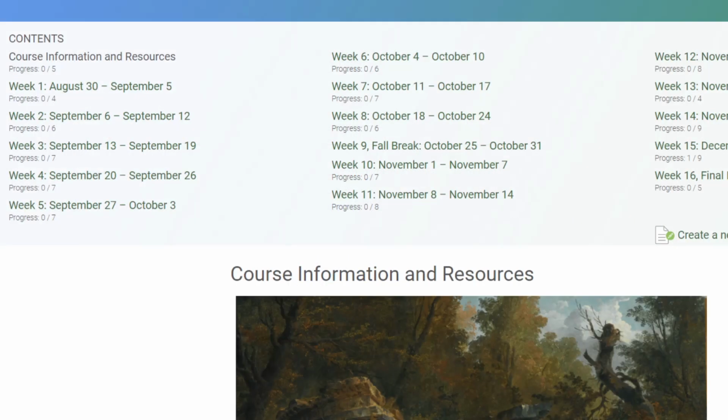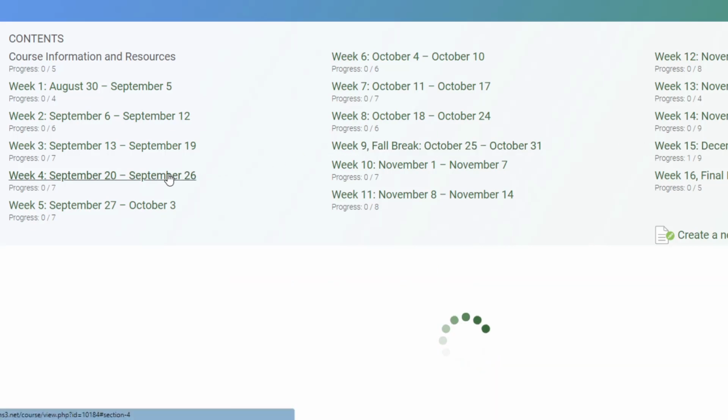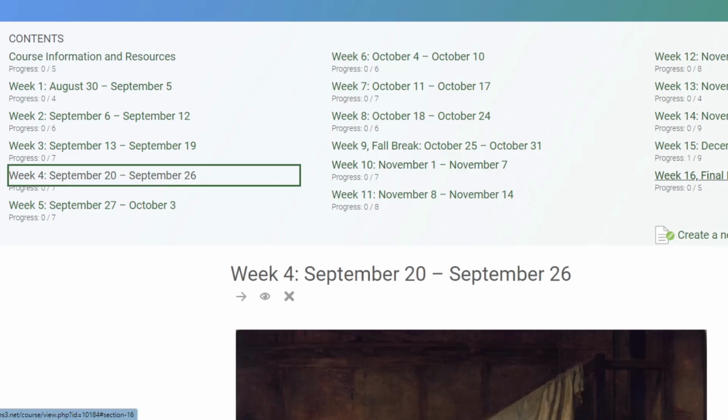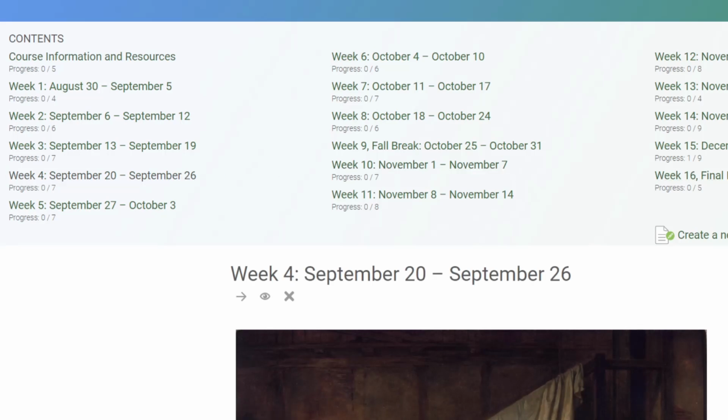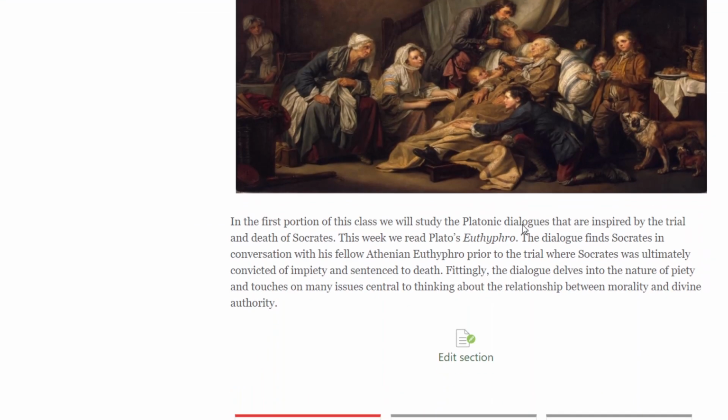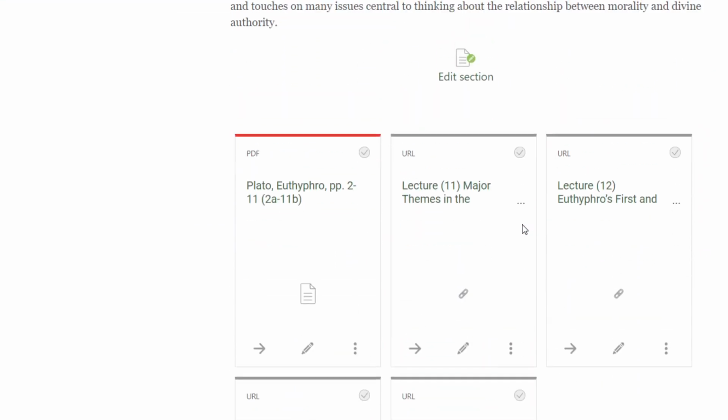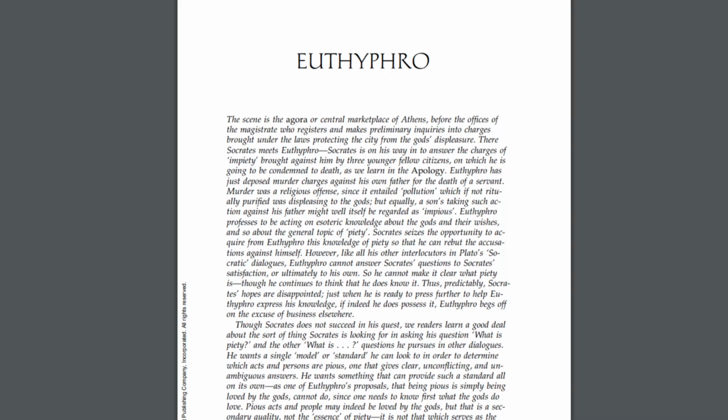In this case, we are looking for the reading for week 4. So, first, click on the week 4 area of our class page. Here you can scroll down and find a link to the reading. Your assignment in week 4 would be to read pages 2 to 11 of this document.